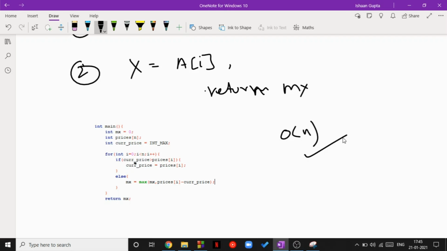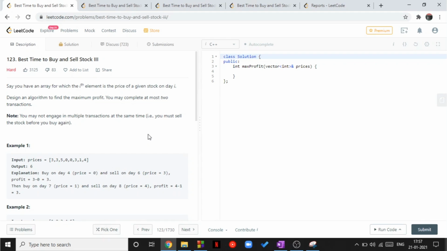Alright, now let's move on to the second part of this question. Let's look at this second part of the problem. In this, what we have to do is maximize our profit, but with multiple transactions. So let's first see the constraints.